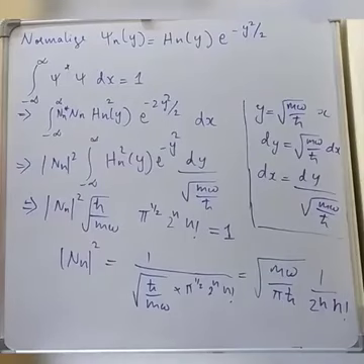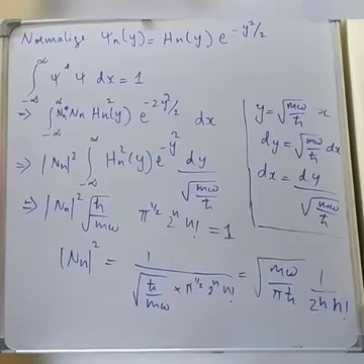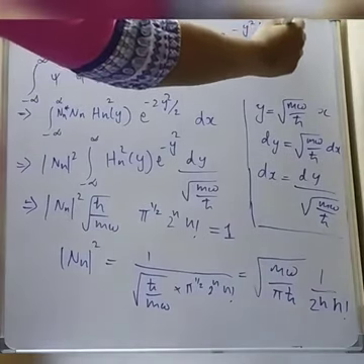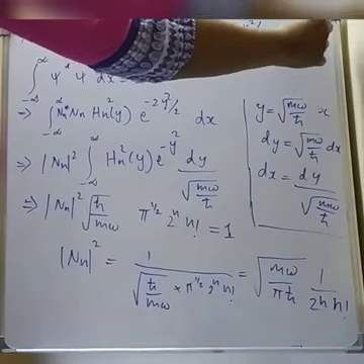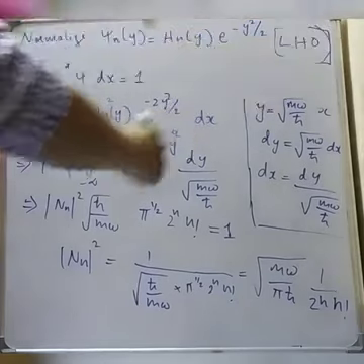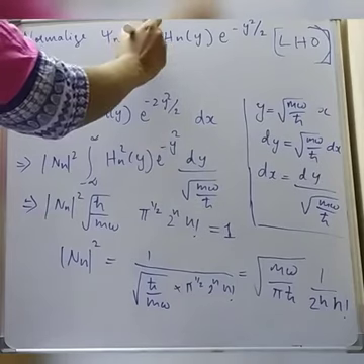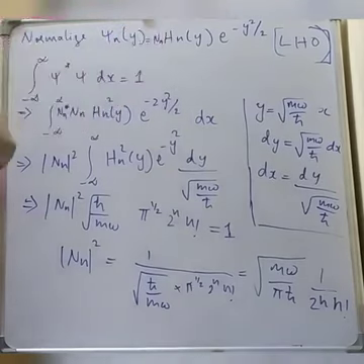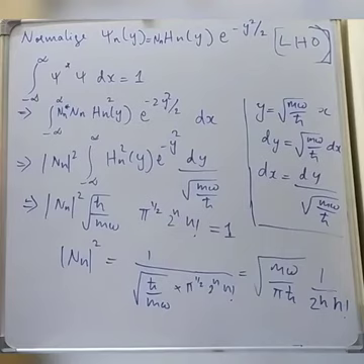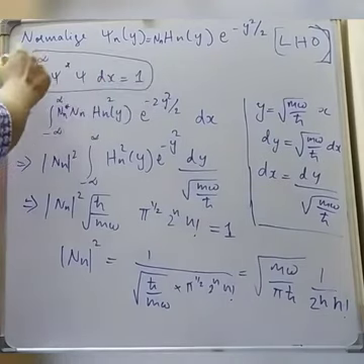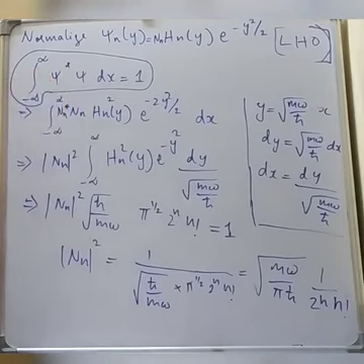Given is to normalize the wave function H_n(y) e raised to minus y square by 2. We know that it is the wave function of a linear harmonic oscillator. So in order to normalize, we apply a constant N. So this is our condition of normalization.